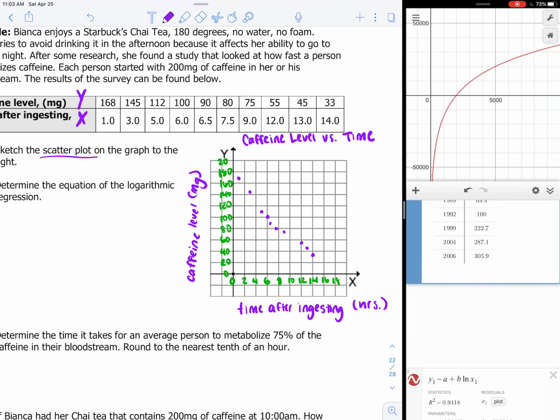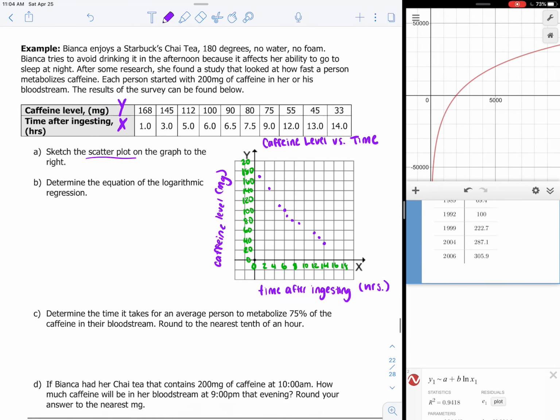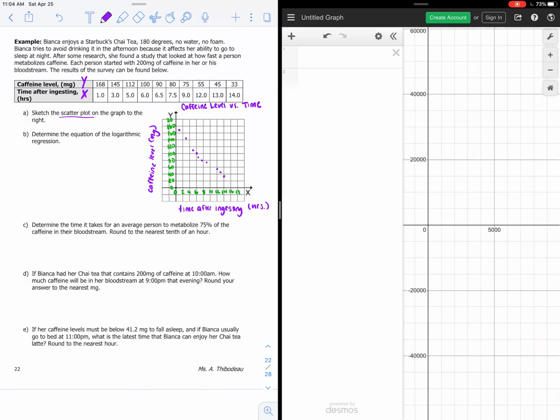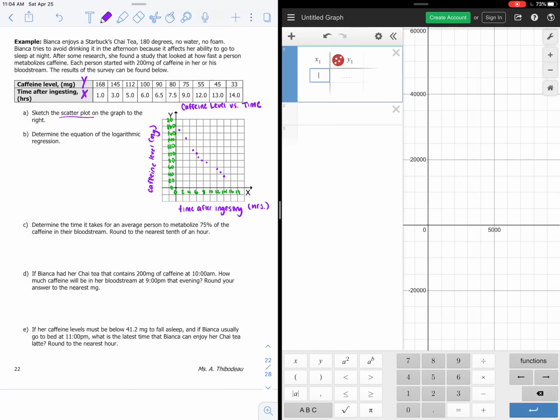Again, your points don't have to be perfect. No one's going to be using a ruler to figure out if it's exactly on the nose, but you want to try your best to plot those points in a reasonable spot. We are then asked to determine the equation of the logarithmic regression. So I'm going to open Desmos back up here. I'm going to get rid of all the things that we had before, and I'm going to plug in my values.